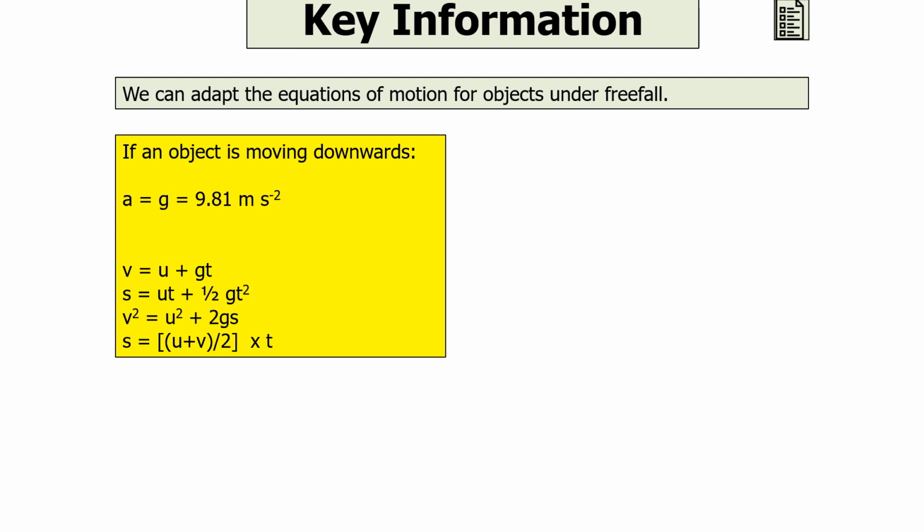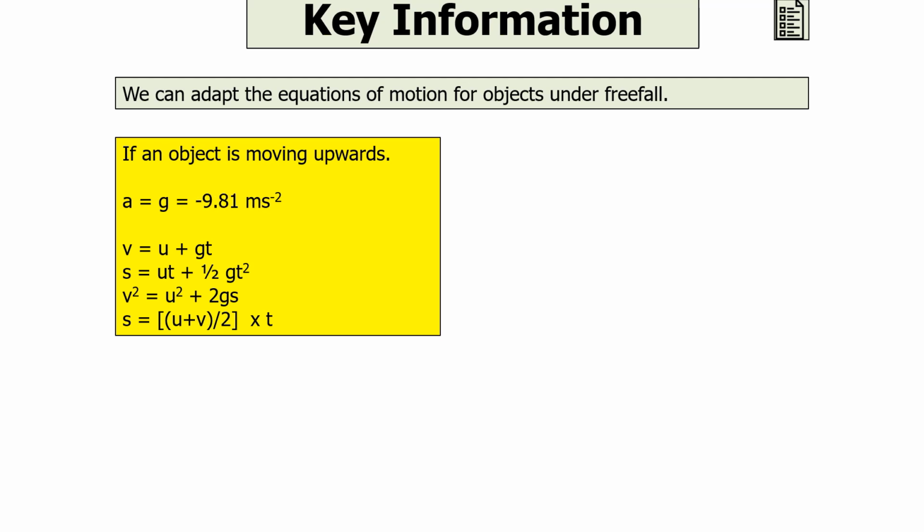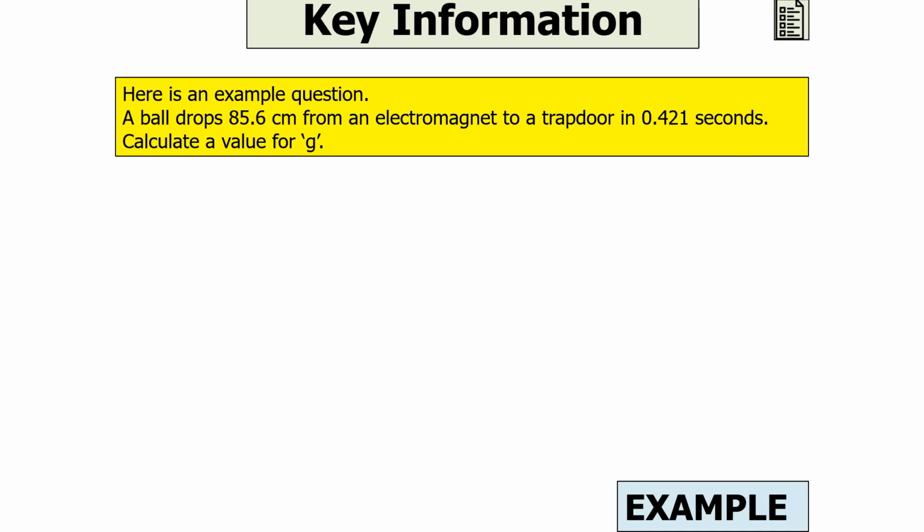Now, if an object is moving downwards, we can say a equals g, which equals 9.81 meters per second squared. We know v equals u plus gt, and s equals ut plus a half gt squared. v squared equals u squared plus 2gs, and s equals u plus v over 2 times t. Whilst if an object is moving upwards, it is the same equations again. However, now our g is minus 9.81 to indicate it's accelerating in the opposite direction to the effect of the gravitational field.